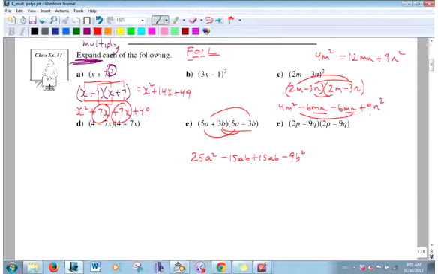Everybody okay with that? Okay, can I collect something? How many ABs do I have, Tyrell? Had 15 bucks, spent 15 bucks, got no bucks. By the way, AB is bucks. Okay, so that's just 25a squared minus 9b squared.